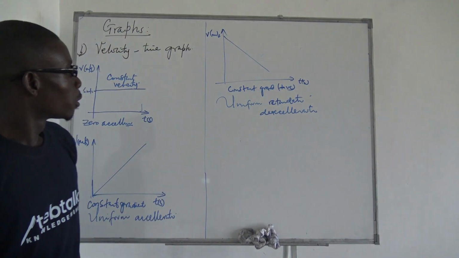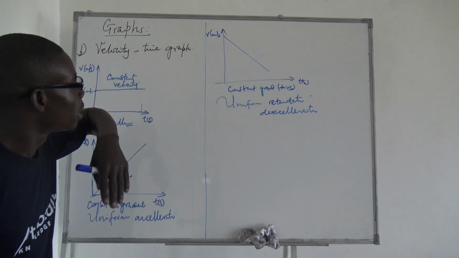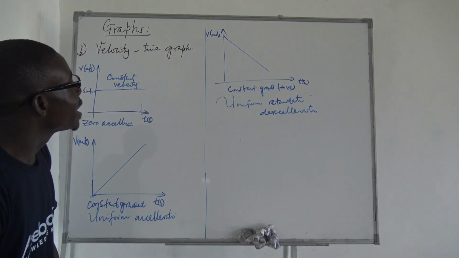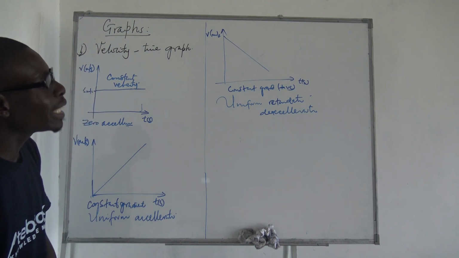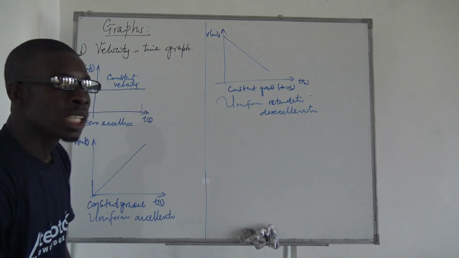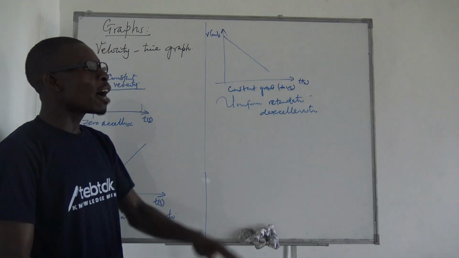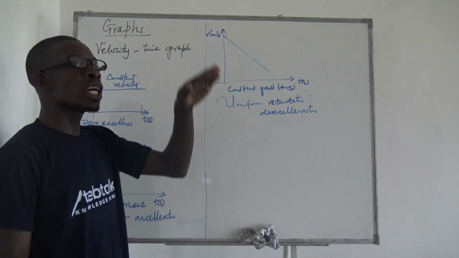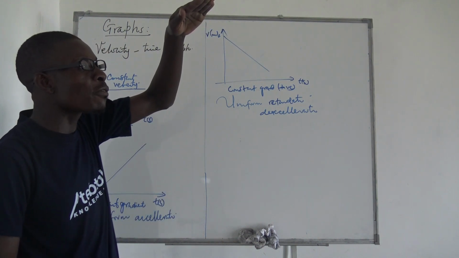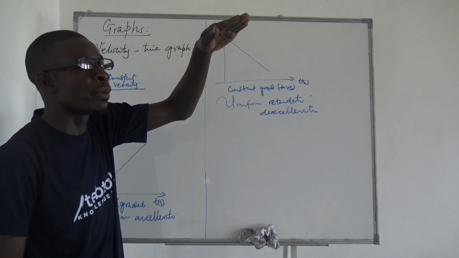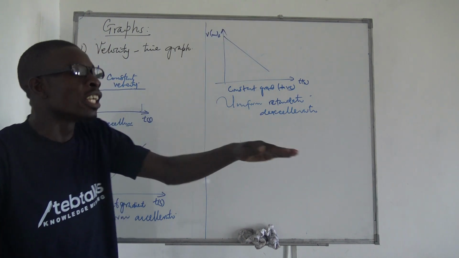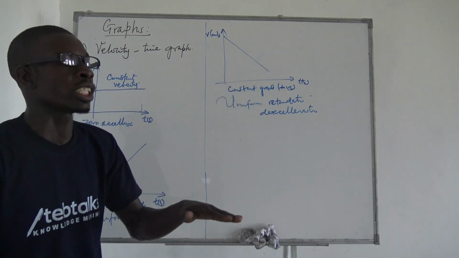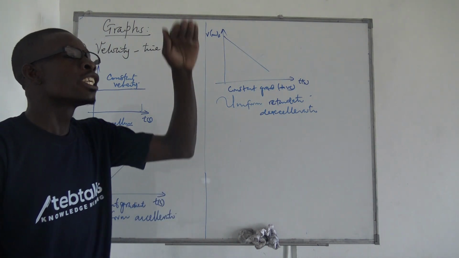Is that okay? If we have our graph in this format here, we say the body is reducing the speed by the same amount over a given time interval. If it was moving with 100 meters per second, we would say that every 5 seconds, it reduces it by 10. That means it comes to 90. Another 5 seconds, it reduces it to 80. Another 5 seconds, 70. Another 5 seconds, 60. We say it is uniformly reducing the speed.